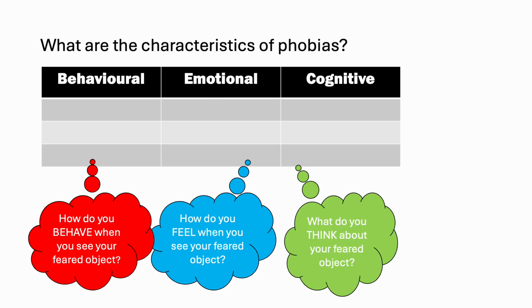So we begin by considering the behavioural, emotional and cognitive characteristics of phobias. There are some questions on the screen, and this is your opportunity to pause the video to have a think about what at least 3 characteristics for each of the 3 categories are, and in 5 seconds I'll go through the answers.